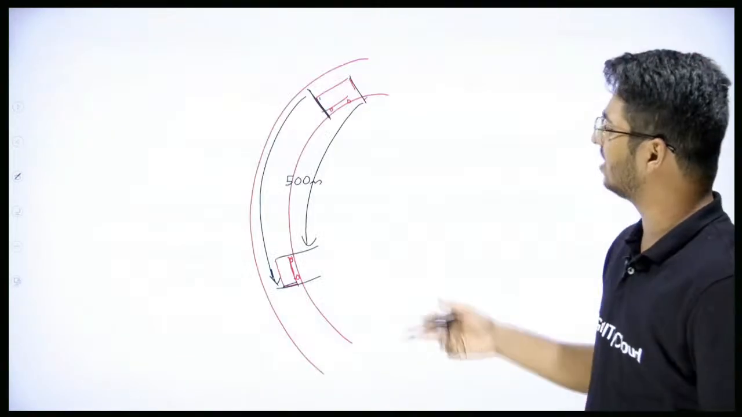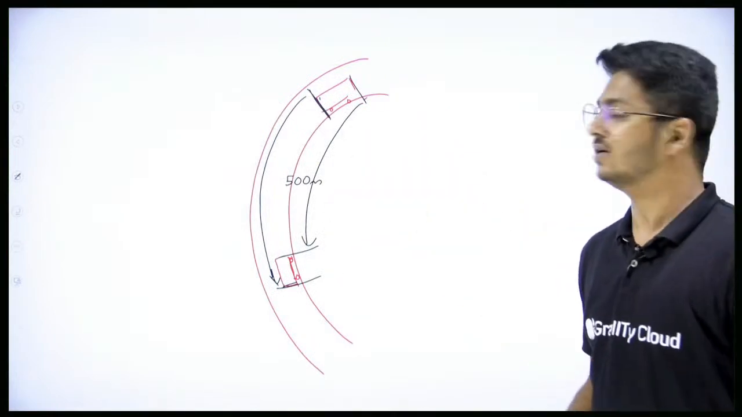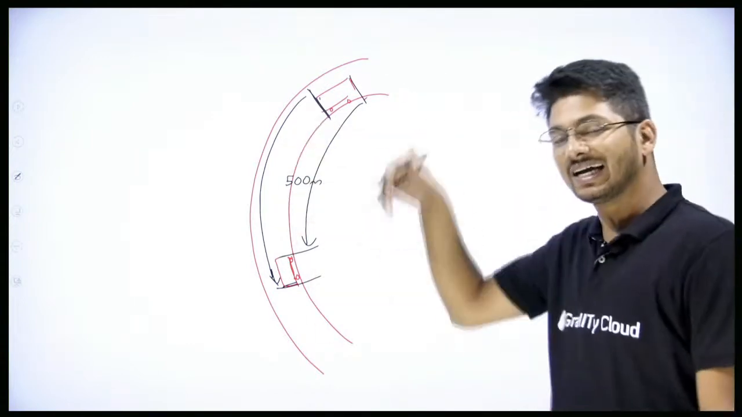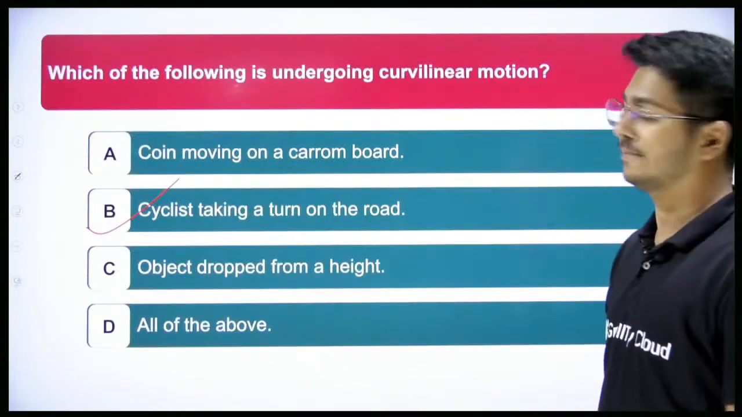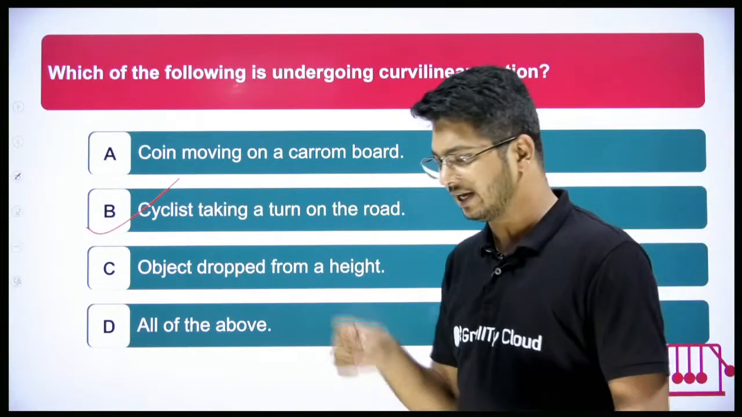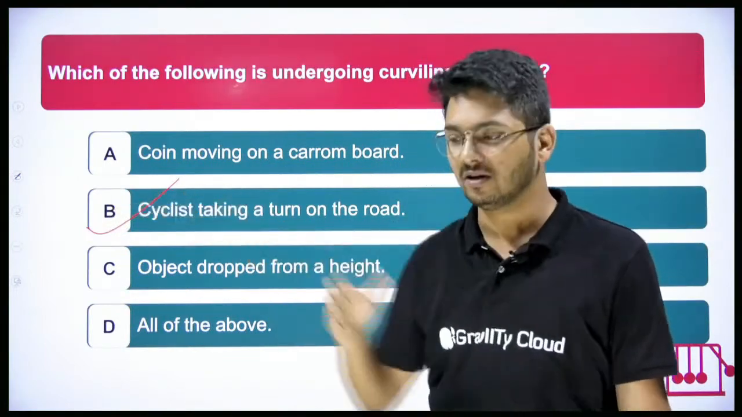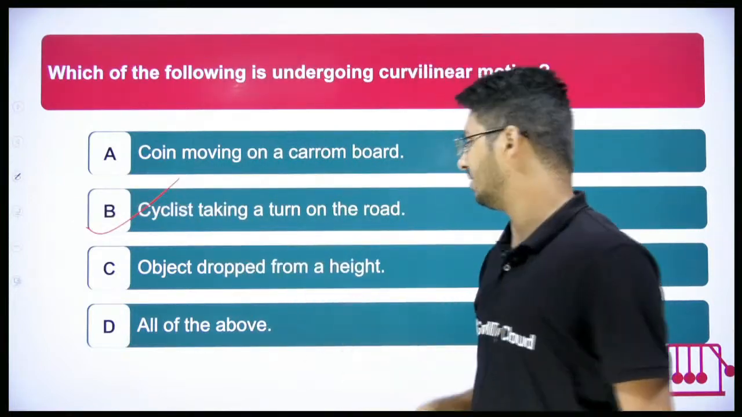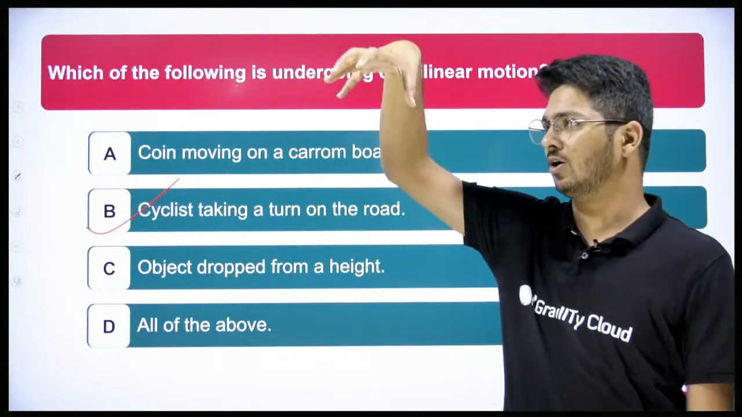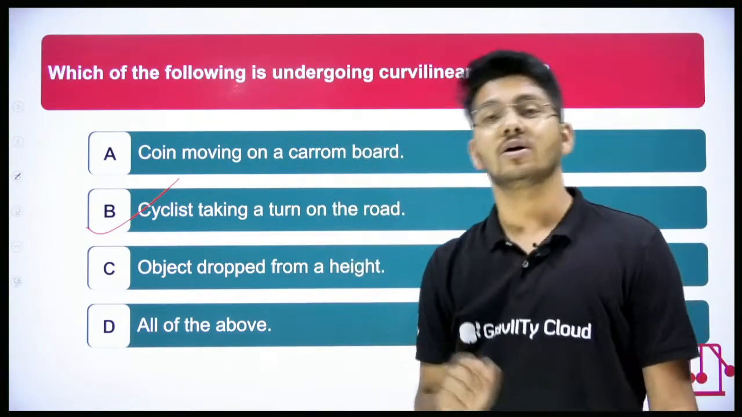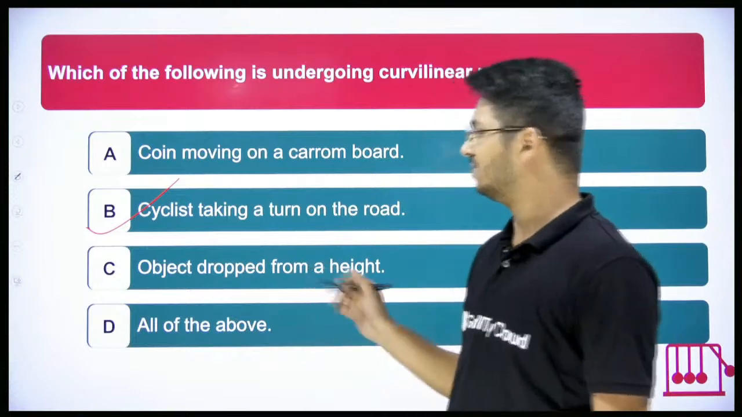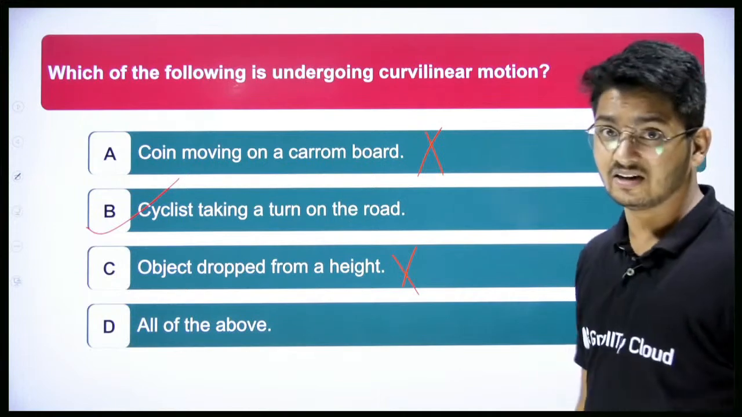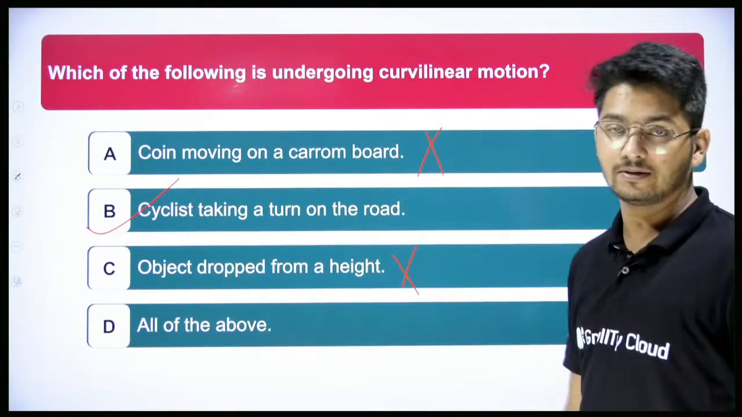Now we just discussed it. A car on a turn: in place of a car, if you have a cycle, it is a turn, a curve. Curvilinear. On a carom board, when you hit a coin, the coin goes along a straight line. The coin doesn't curve. Same thing with an object dropped from a height: if you drop an object, it goes down along a straight line. So these two are wrong. Those two are rectilinear. B is correct.